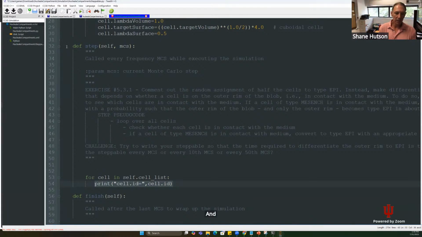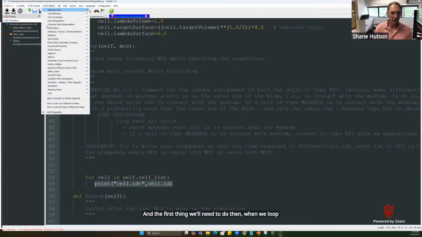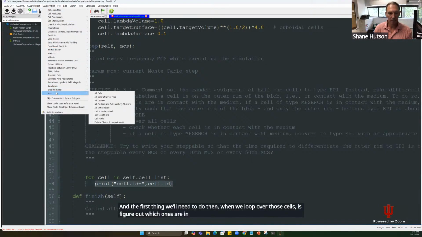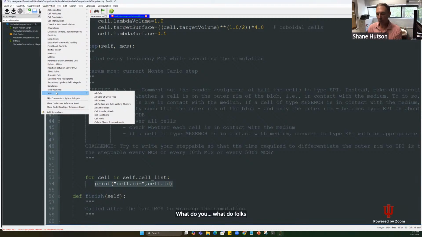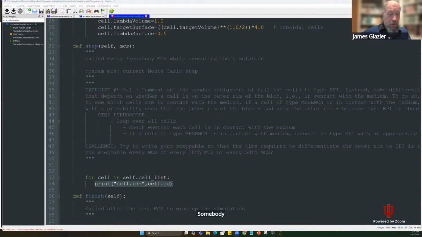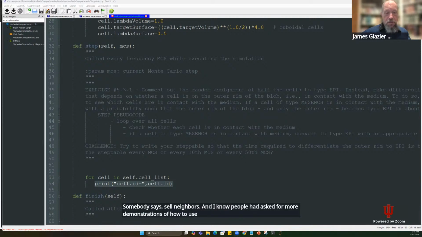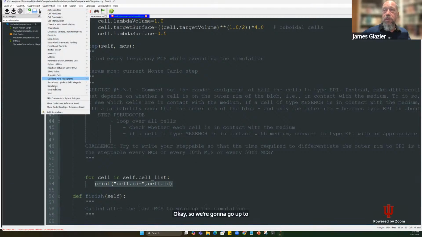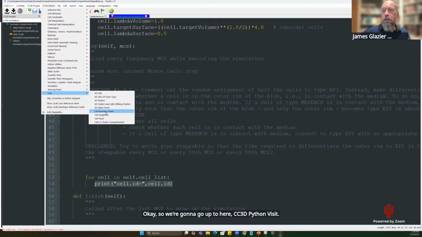And the first thing we'll need to do then, when we loop over those cells, is figure out which ones are in contact with medium. What do folks think we should do to try to do that? Somebody says cell neighbors. And I know people had asked for more demonstrations of how to use code snippets, so this is a great way of doing this. Okay, so we're going to go up to here, CC3D Python visit cell neighbors.